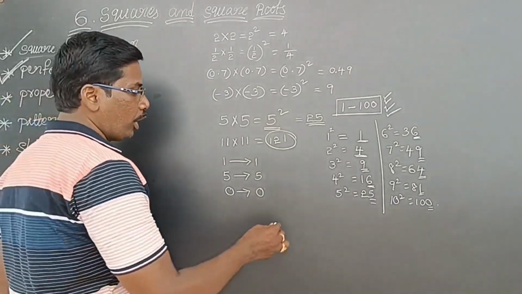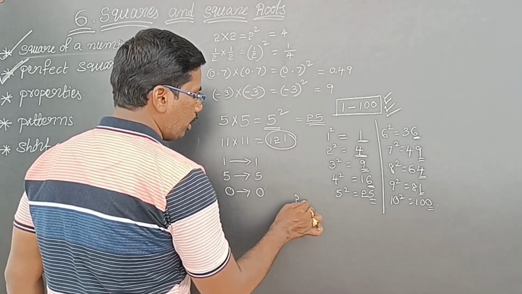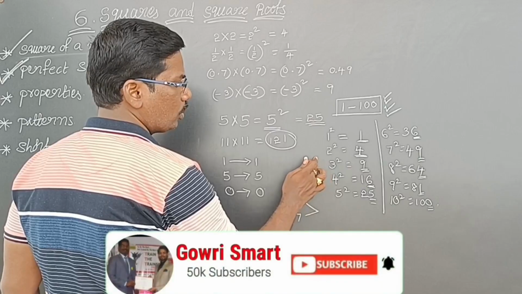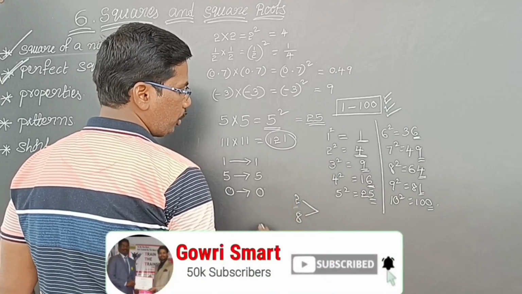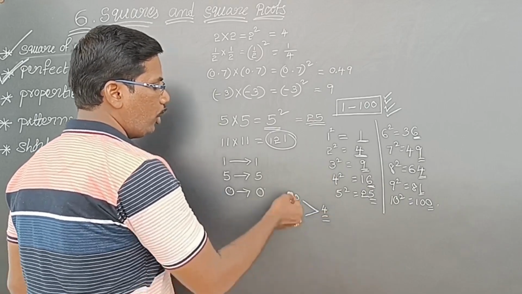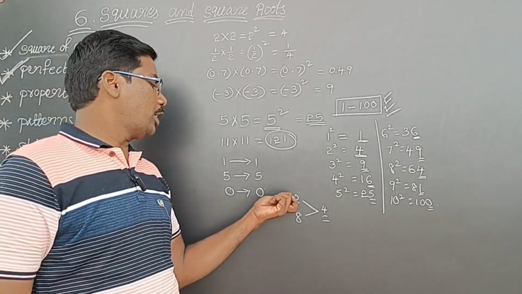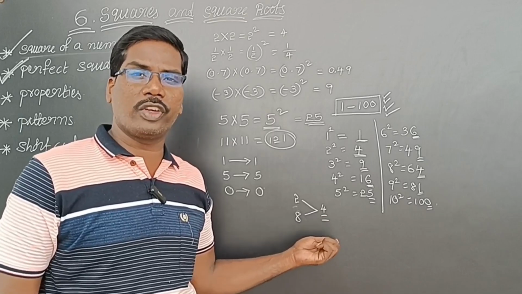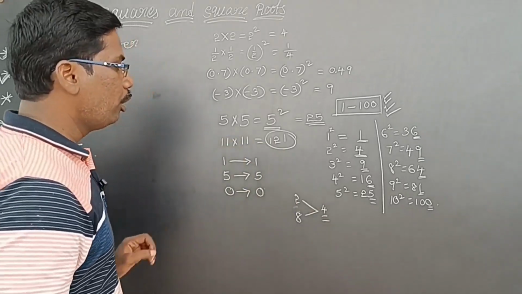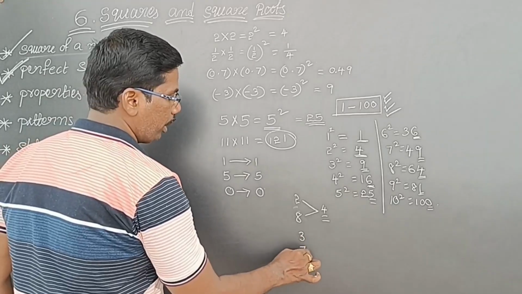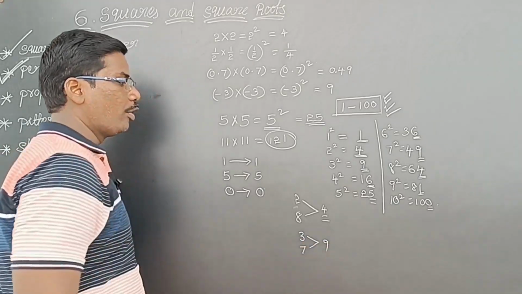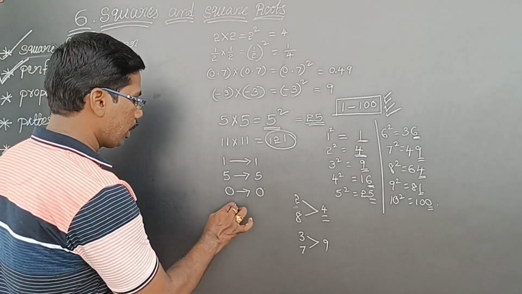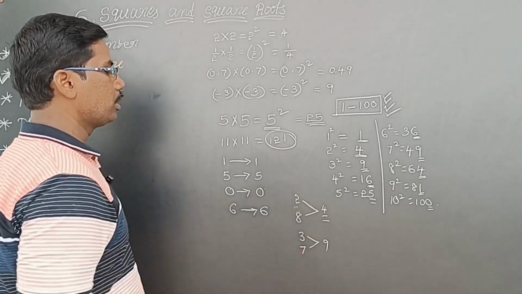Now, we'll see here. If you take 2 or 8, then you will get the square number. If you do the square of any number which has units place 2 or 8, then you will get 4 in the units place of the perfect square. Or if you take 3 or 7, you will get 9 in the units place. Next, 4 or 6, you will get 6 only.